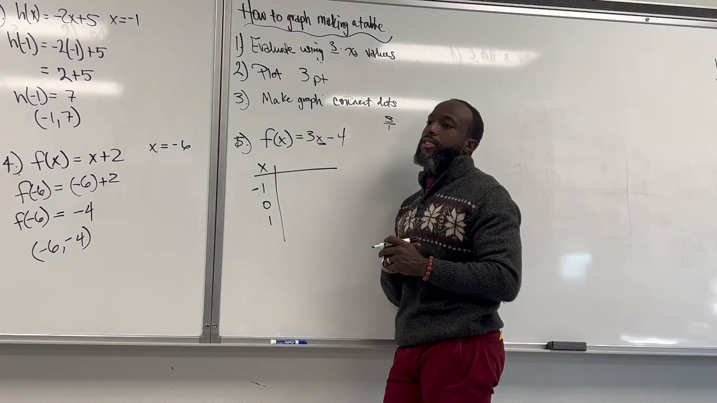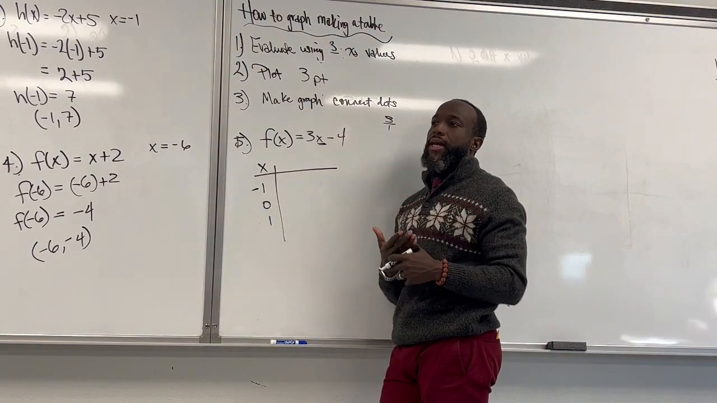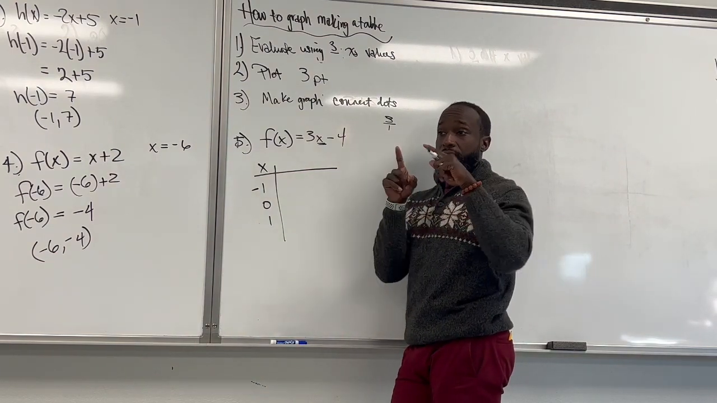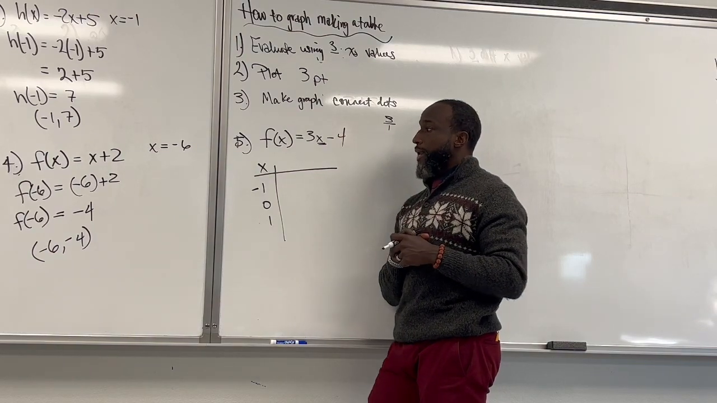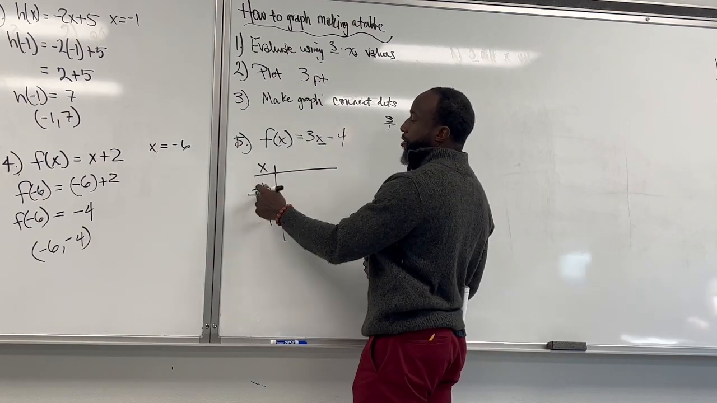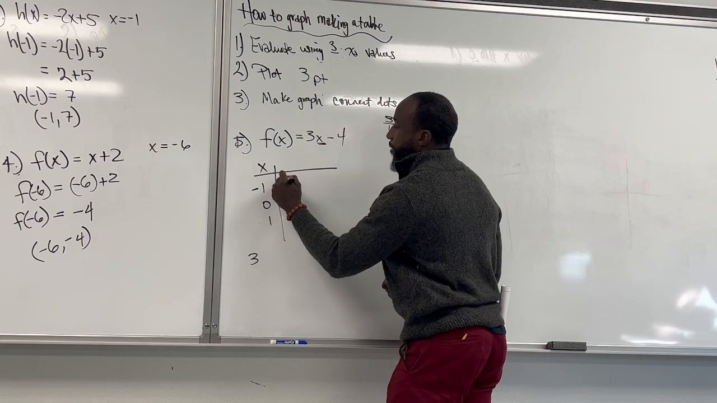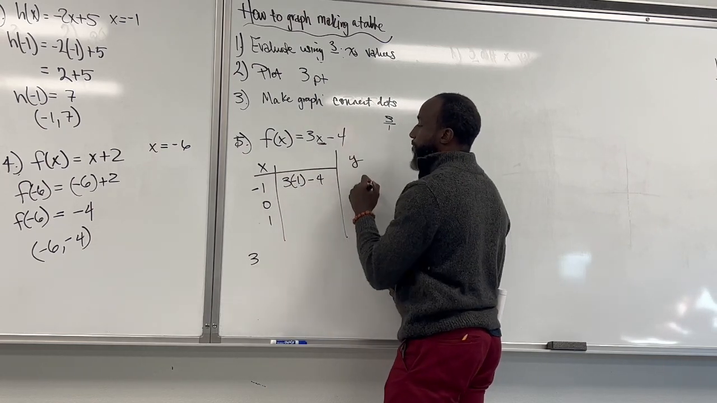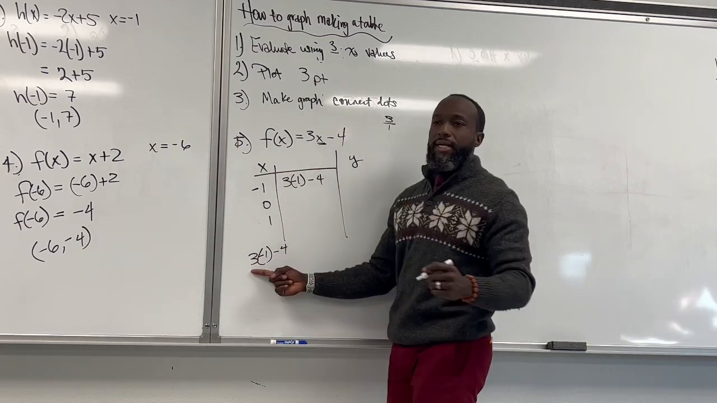Let's stay around the origin, because if we stay around the origin, it's highly likely that we'll have values that will fall in that 10 by 10 coordinate plane, okay? So now we have our 3 values. From there, we evaluate. So we're gonna substitute negative 1 in for x. So it'll be 3 times negative 1 minus 4, right? That's gonna give us our y value. 3 times negative 1 is what?